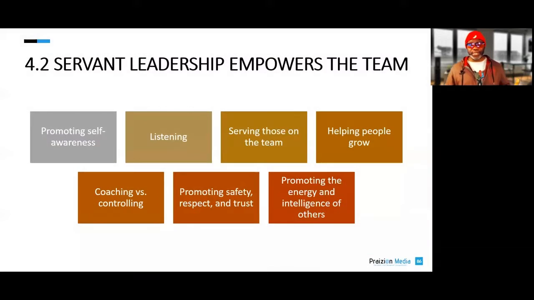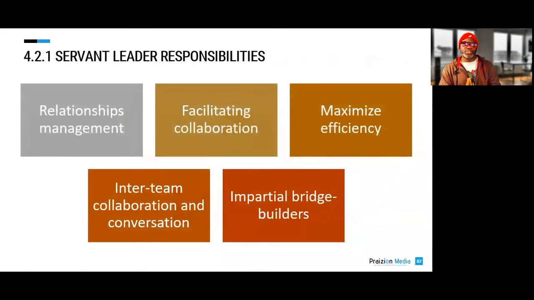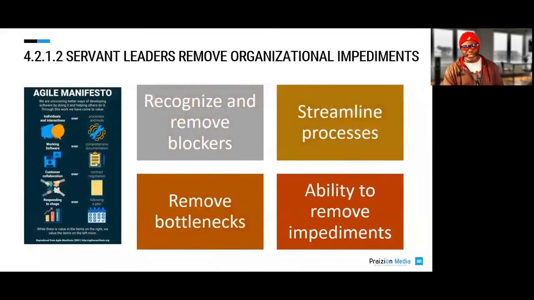Servant leadership is big in this chapter. It involves promoting self-awareness, listening, helping people grow, promoting the energy and intelligence of others, relationships management, being an impartial bridge builder, removing bottlenecks, the ability to remove impediments. And on the exam, you'll hear PMI refer quite a lot to servant leadership or a team lead or a project lead, but not necessarily always called a project manager. And the reason is servant leadership is what you should have in the forefront.